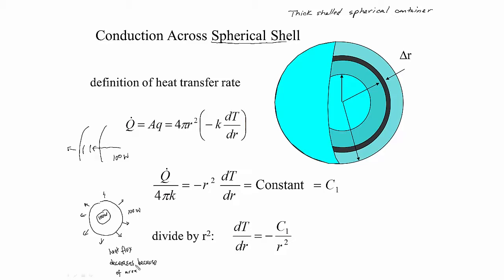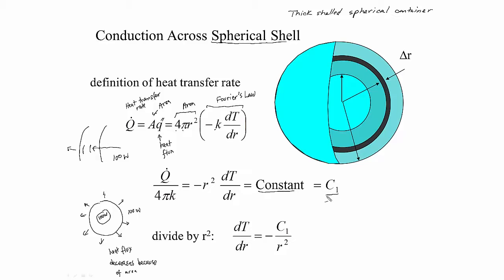All right, so as before, we say that the heat transfer rate is dependent on the area and the heat flux. The area for a spherical element is just 4 pi r squared. And Fourier's law gives us what the heat flux is. By these statements that we've just made, we know that Q dot, the total heat transfer rate, is constant. So if we divide through by 4 pi k, we get that Q dot over 4 pi k, which is equal to minus r squared dT dr, is in fact a constant.